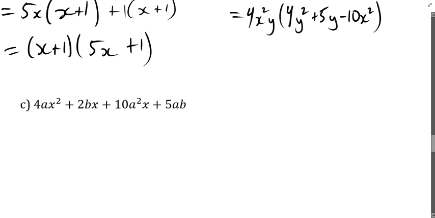Okay, one more. Try this one on your own again. This is another factor by grouping question. It's got 4 terms, factor by grouping. Looks like you might want to rearrange it, but you don't actually have to. You can just do it like that. So give it a try.